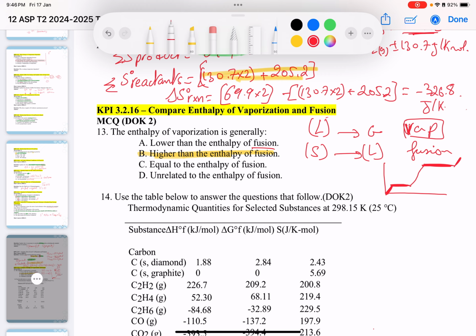because to go from liquid to gas, we need a complete breakage of intermolecular forces. So this requires a much larger amount of energy. Therefore, the enthalpy of vaporization is higher than that of fusion.